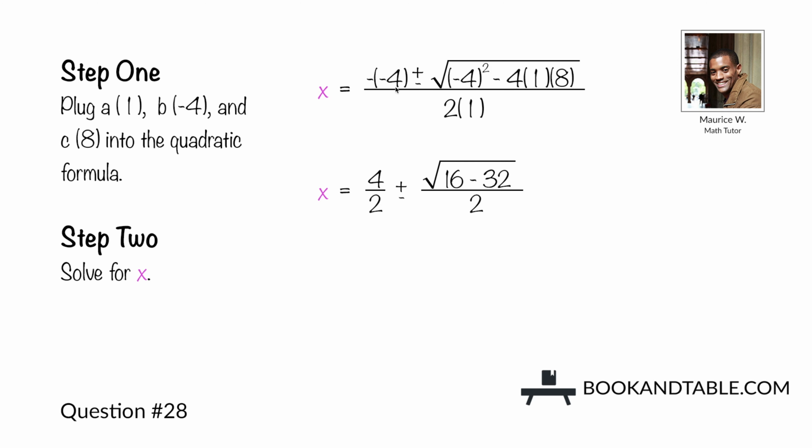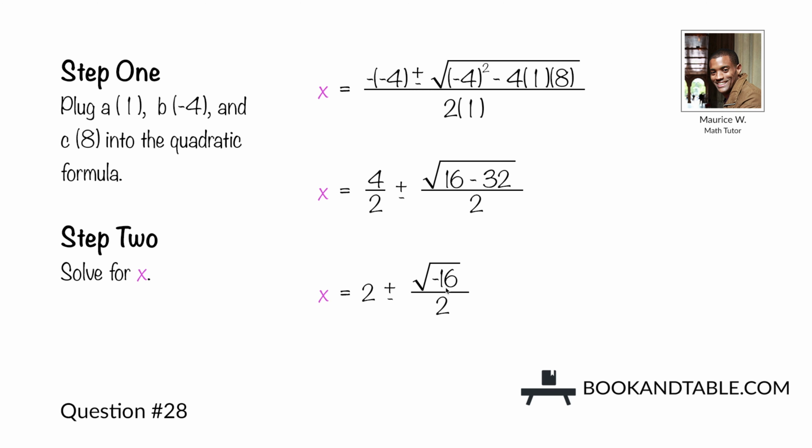Negative 1 times negative 4 is positive 4, divided by 2 times 1, which is 2, plus or minus the square root of negative 4 squared, which is 16, minus 4 times 1 times 8, which is minus 32, divided by 2 times 1, which is 2. So that leaves us with x is equal to 4 over 2, which is 2, plus or minus the square root of 16 minus 32, which is negative 16 over 2.